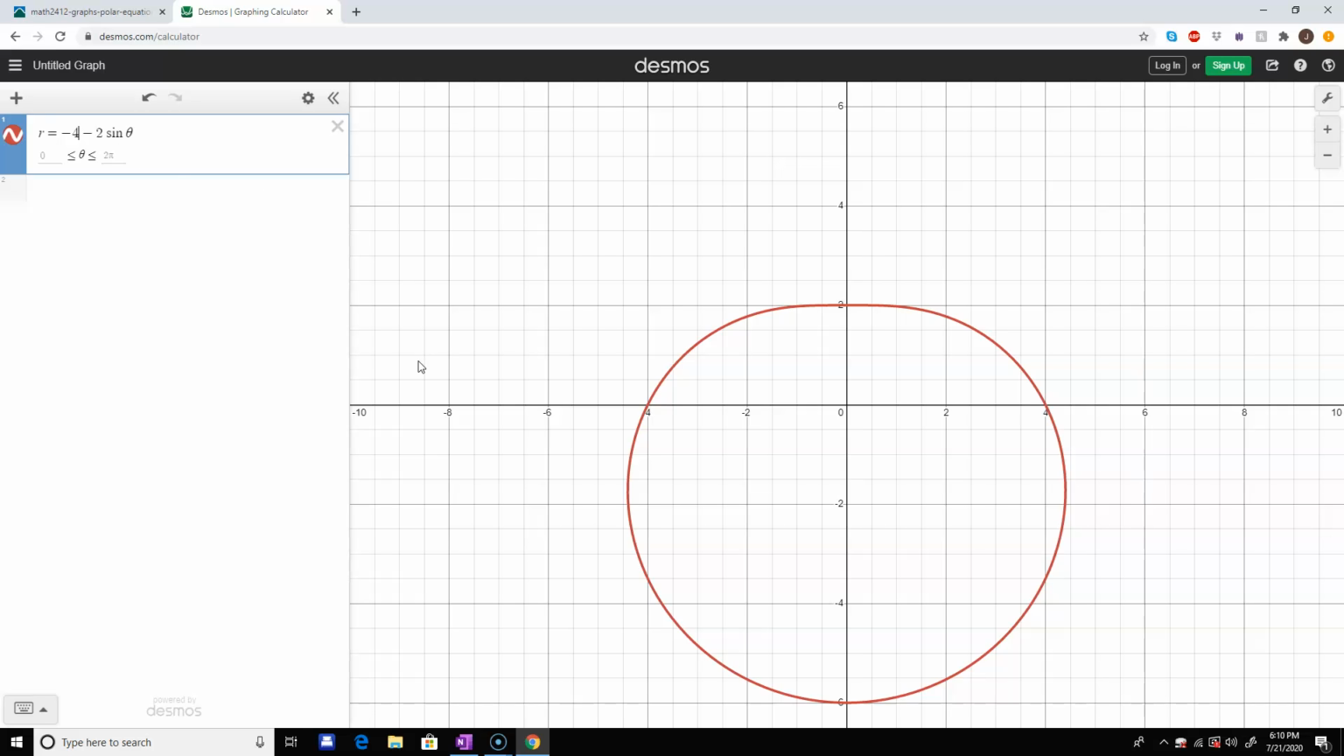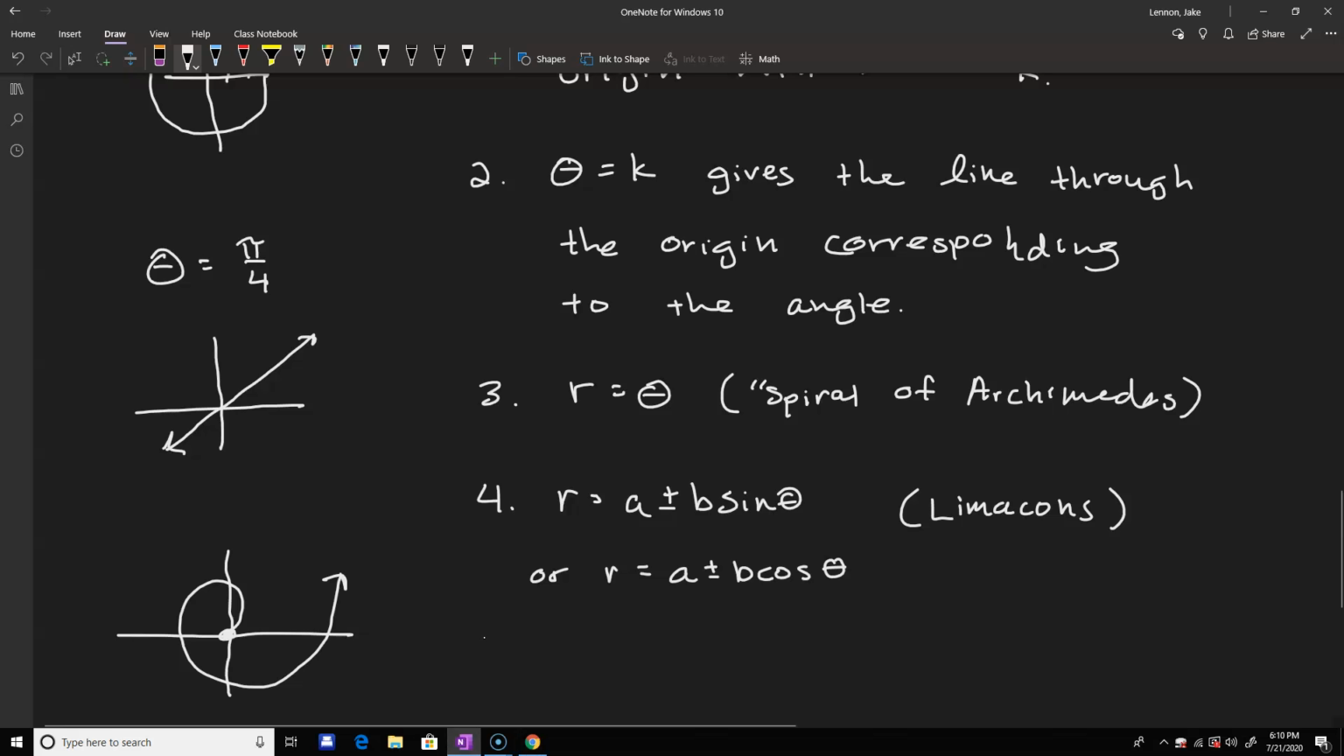So let's go back and talk about the next shape, which is going to be the rose curves. So the rose curves are basically r equals, say, a sine of n theta, or r equals a times the cosine of n theta. That n, whether it's an even or odd number, typically an integer, is going to tell us how many rose petals we have.